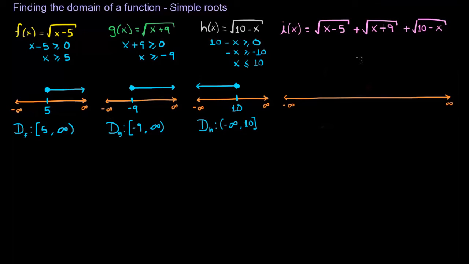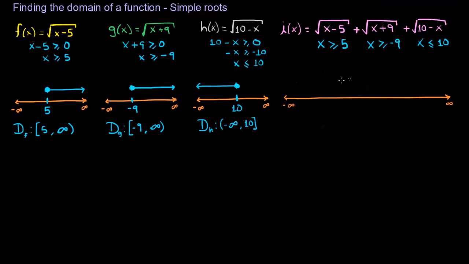So we can pretty much assume that the result will be just the same for each of these 3 roots independently. So the domain for this root would be x greater or equal than 5. Now for this one, which is g of x, it would be x greater or equal than negative 9. Now for the last one, which is the same as h of x, it will be x lesser or equal than 10.